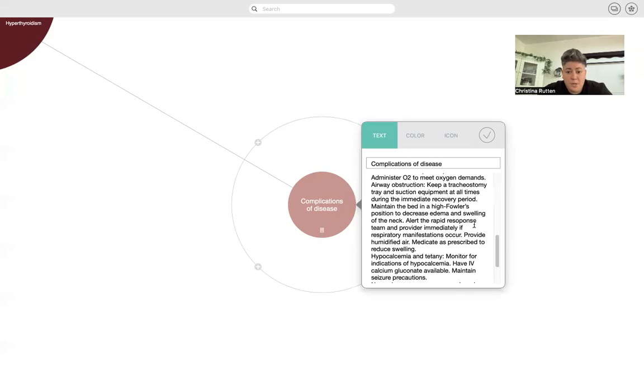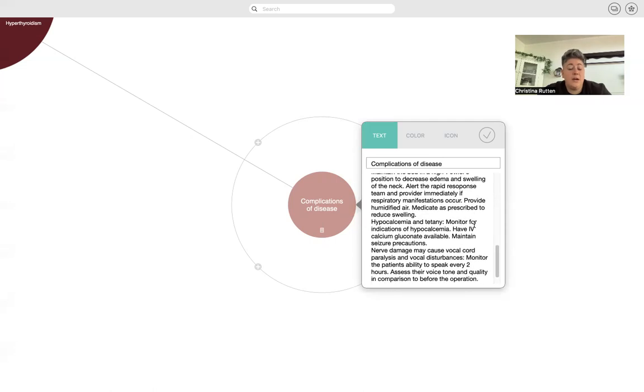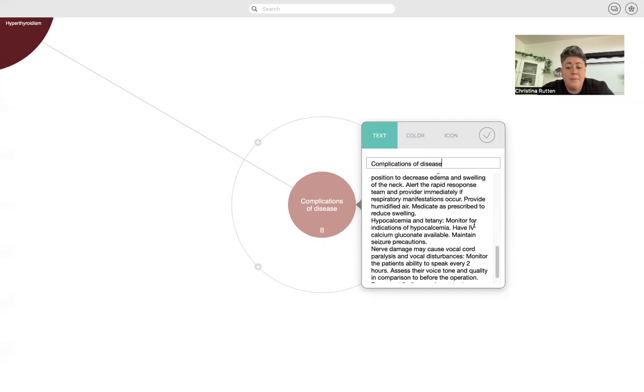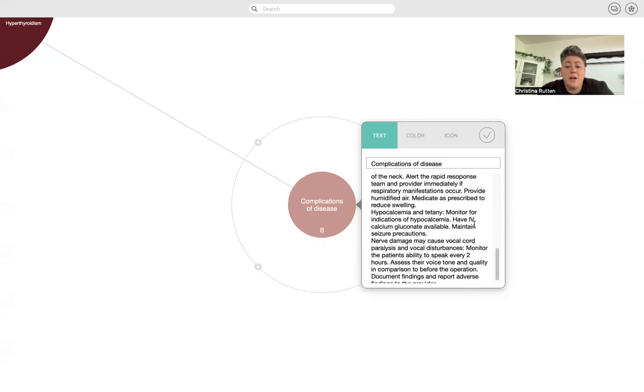Airway obstruction: you're going to want to keep a tracheostomy tray and suction equipment in the room at all times. Maintain the bed in high Fowler's position to decrease edema and swelling of the neck. Alert the rapid response team if respiratory manifestations occur, and provide humidified air and medicate as prescribed to reduce swelling.